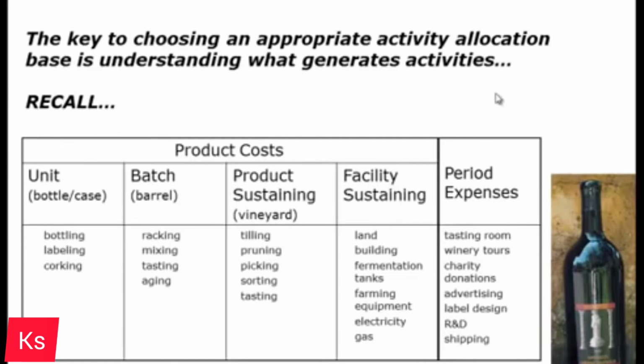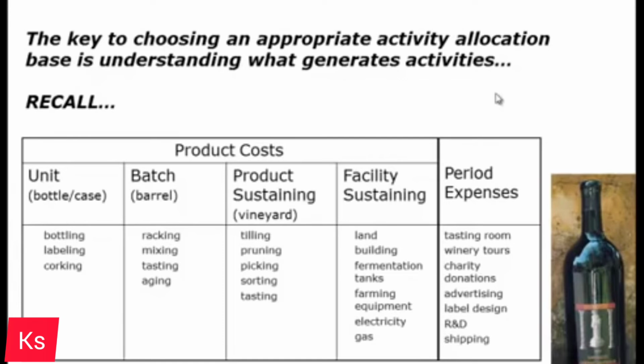And then finally, we also had up on our board costs associated with things like the building and the fermentation tanks and the farming equipment. Those would be classified as facility sustaining costs. Those are costs that we incur to sustain our entire operation, not just to sustain a particular vineyard and certainly not just for a particular batch or single bottle of wine, but to sustain the entire operation.